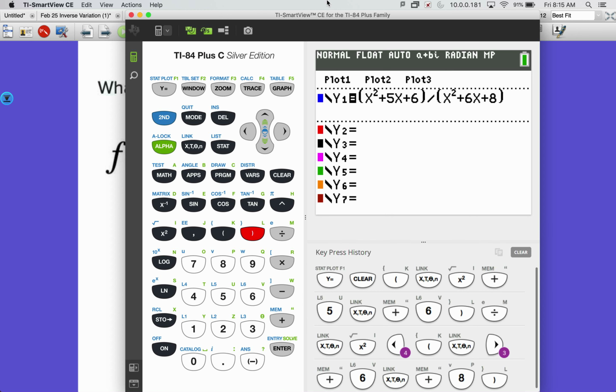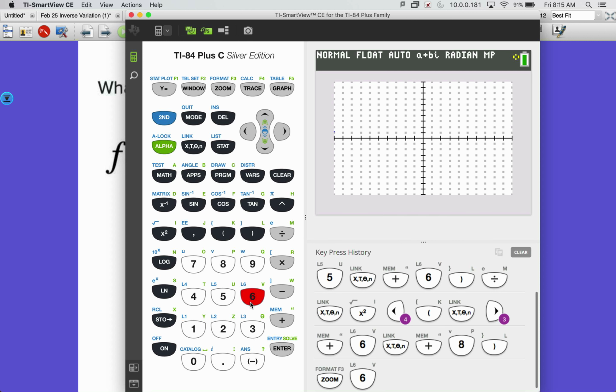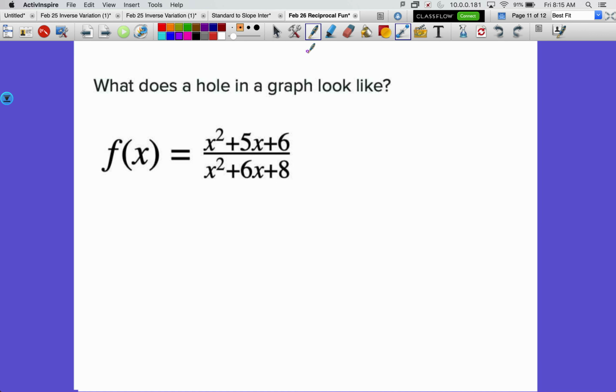All right, let's just do a standard viewing window, so zoom 6. Okay, so we see it does have a vertical asymptote here, and it seems to be following a horizontal asymptote as well. Let's go back to this problem. We know when simplifying rational functions, factoring is a really important skill. So let's go ahead and just factor this, just because we think it might be important.